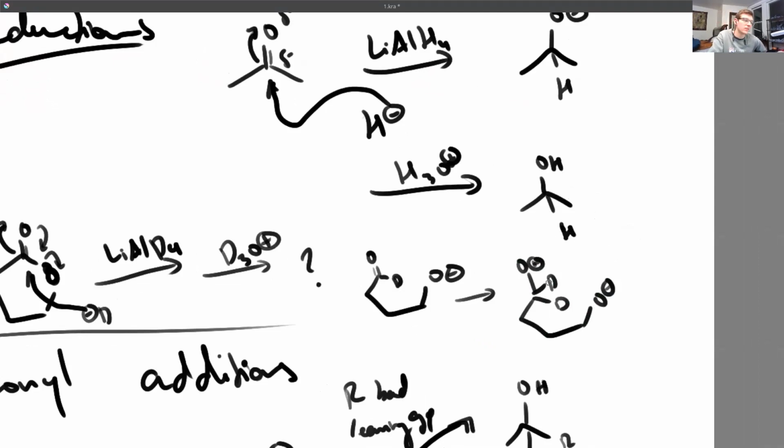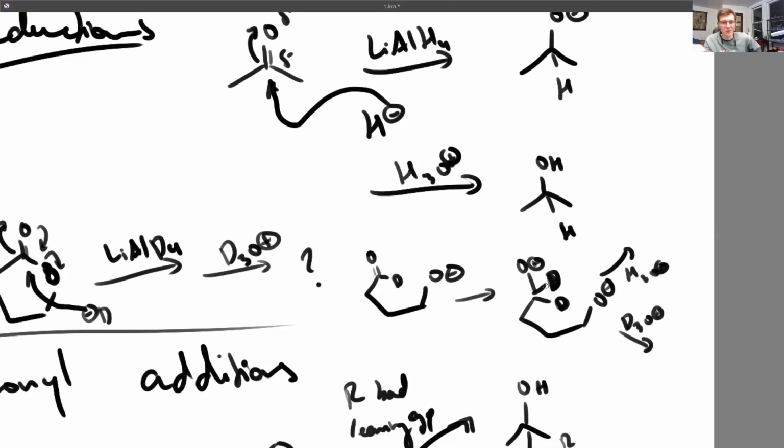Okay. These are deuteriums. And now we can protonate. So we can either protonate using H3O+ or D3O+, right? I wrote over here D3O+, so we would have deuteriums on both of these oxygens. If we used H3O+, then we would get hydrogens on both of those oxygens. Either way, there's 2 deuteriums here.